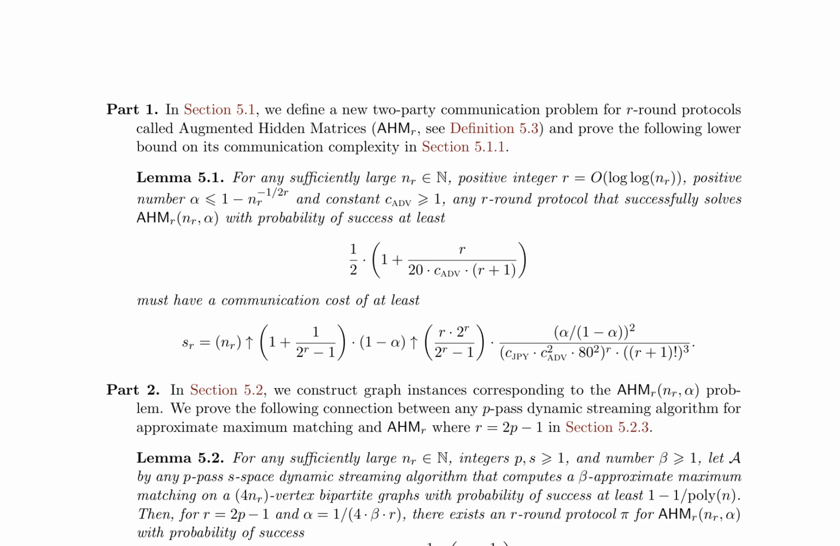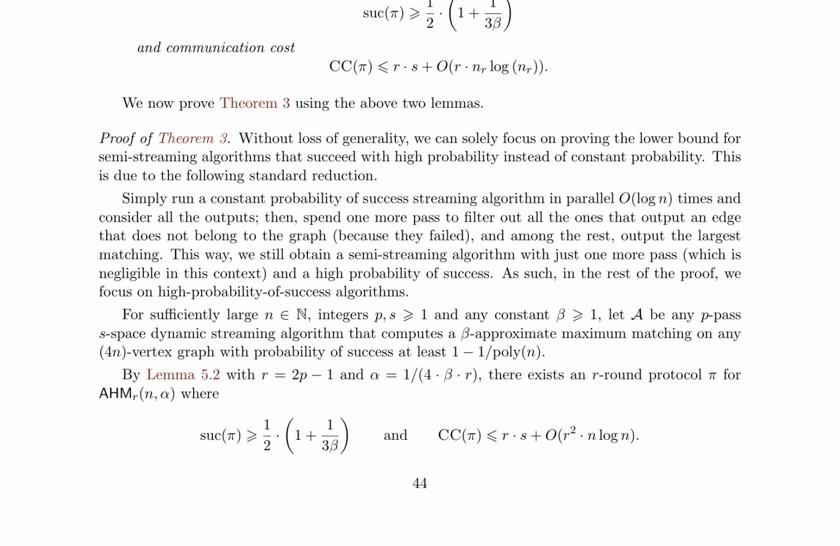The authors use these two lemmas to prove theorem 3, which establishes a lower bound on the communication complexity of semistreaming algorithms for approximate maximum matching. The proof involves a standard reduction from constant probability of success to high probability of success, and then applies lemma 5.2 to establish the lower bound.